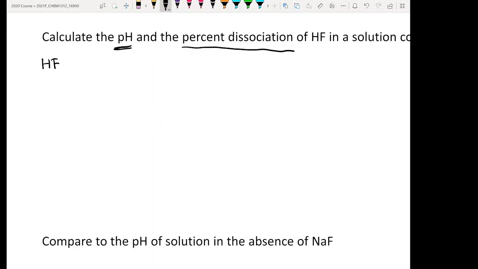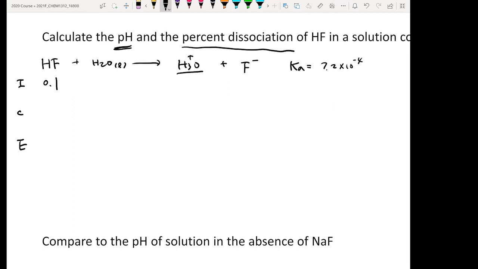So you have HF. It's going to interact with your water. They give you H3O plus and F minus, with a Ka equal to 7.2 times 10 to the negative 4. Then we write our ICE table. From the question, we know the HF concentration is 1 M. H2O is just your liquid, so we don't care about that. H3O plus is something that we don't know. We want to solve this, right? It hasn't dissociated, so we put 0 here.